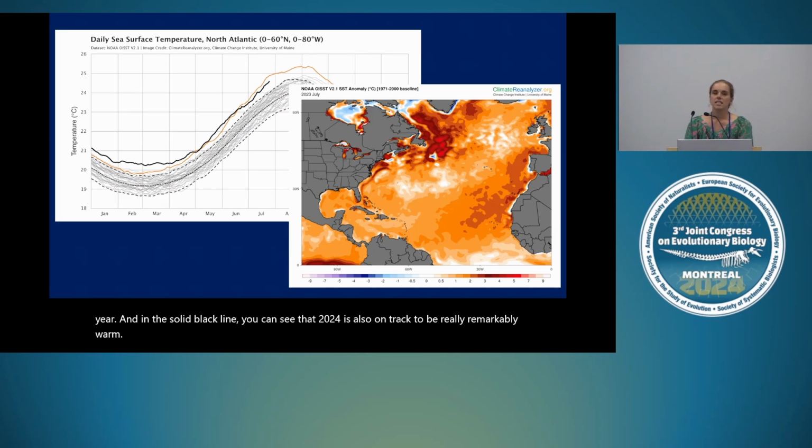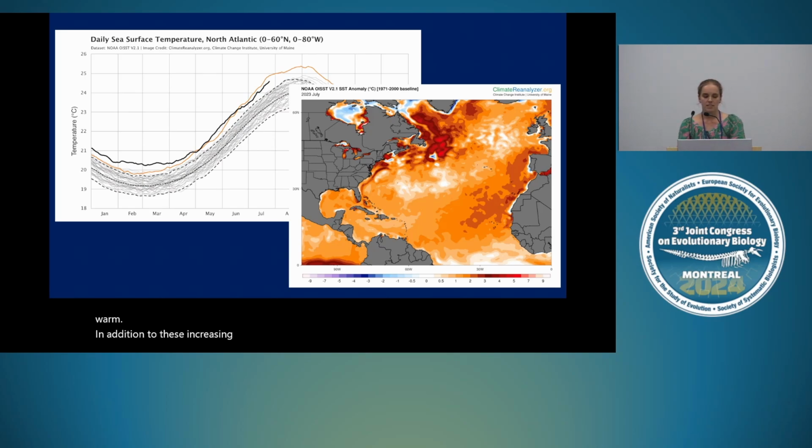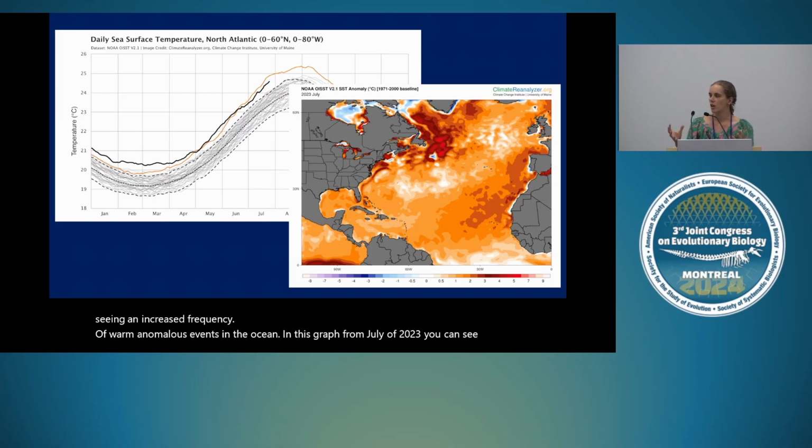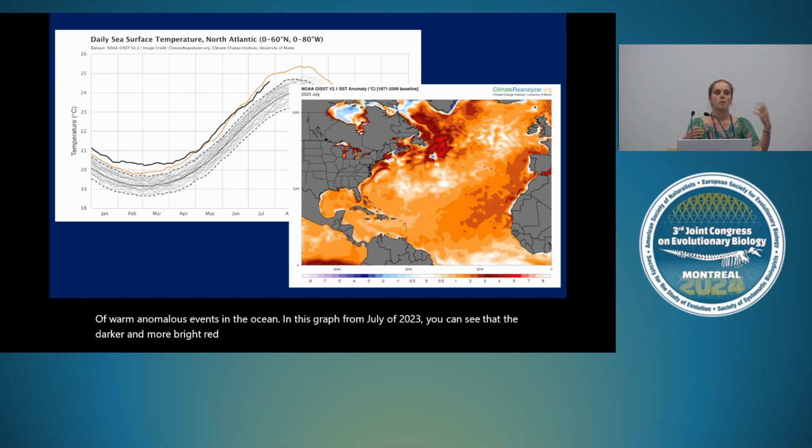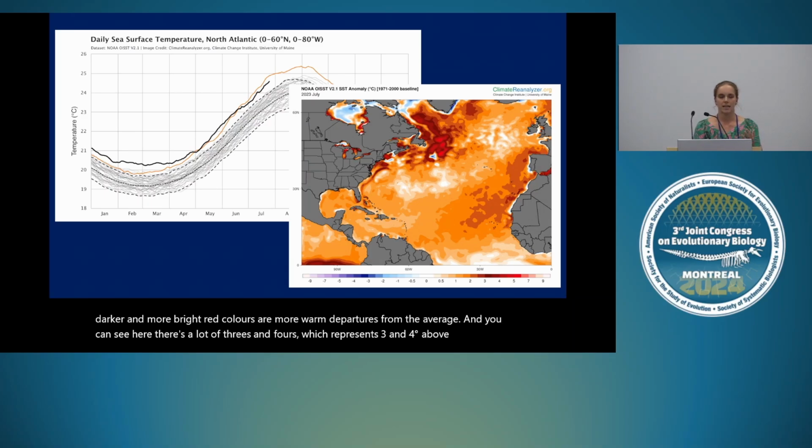And in addition to these increasing average warm temperatures that we're seeing, we're also seeing an increased frequency of warm anomalous events in the ocean. In this graph from July of 2023, you can see that the darker and brighter red colors are warmer departures from the average. And you can see here there's a lot of 3s and 4s, which represents 3 and 4 degrees above average, which might not seem that intense of a warming day for us, but it can be quite impactful for organisms.